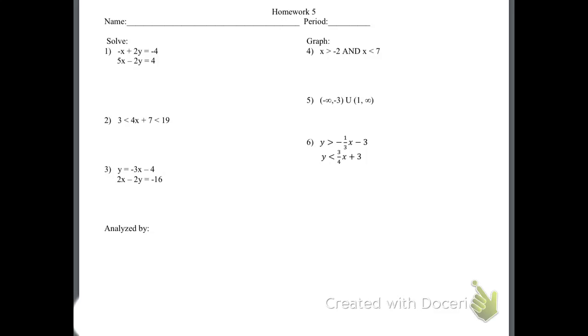Alright, it's time for number 5. Right, so 1 through 3, we gotta solve them. That is, find out what x is, and if there's a y, find out what y is too. And then the right ones, we gotta graph them. Alright, so 4 through 6, we gotta graph.